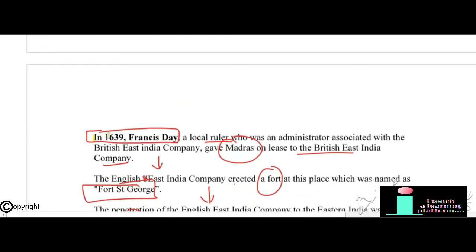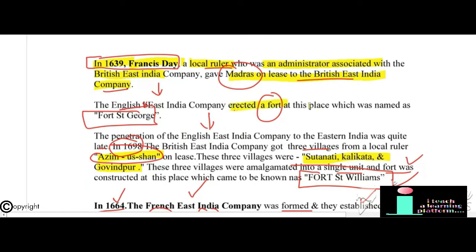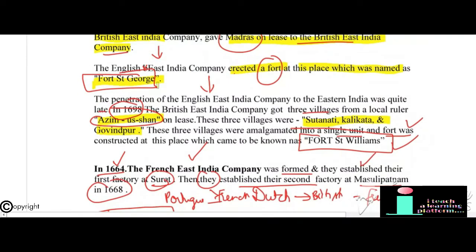Further, going to the eastern part of India, in 1639 Francis Day, a local ruler's administrator associated with the British East India Company, gave Madras on lease to the British East India Company. The English East India Company erected a fort at this place, which was named Fort St. George. The penetration of the English East India Company to eastern India was quite late, in 1698.